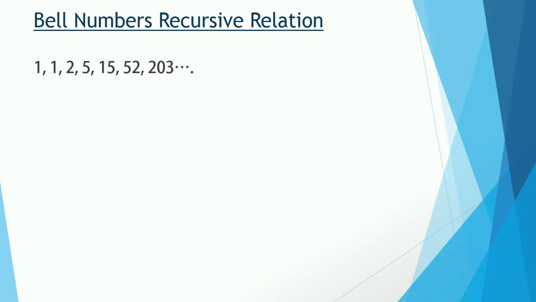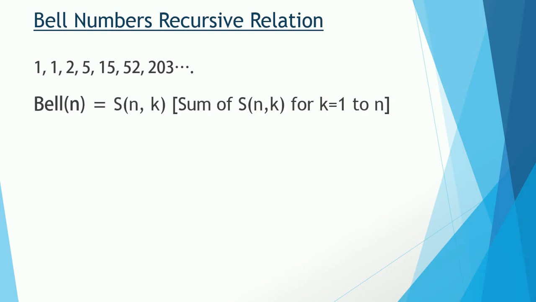As you can see, these are the Bell numbers. The position of these Bell numbers starts from 0. So at 0th position we have 1, at first position we have 1, at second position we have 2. This means that when there are two integers in a set, there are two ways by which we can partition them. Now, Bell numbers can also be represented by the sum of Sn,k for k equals 1 to n.